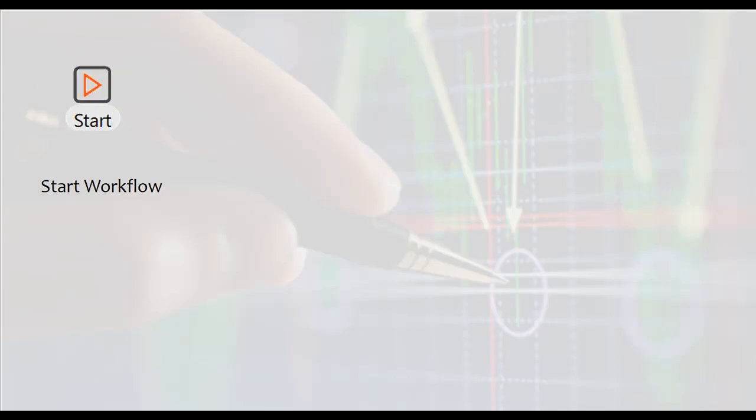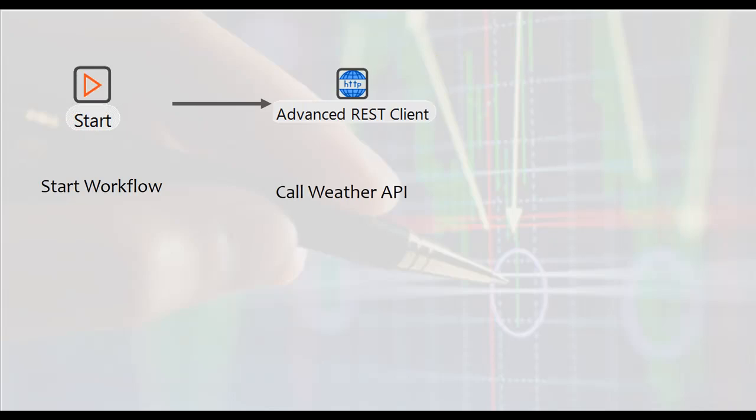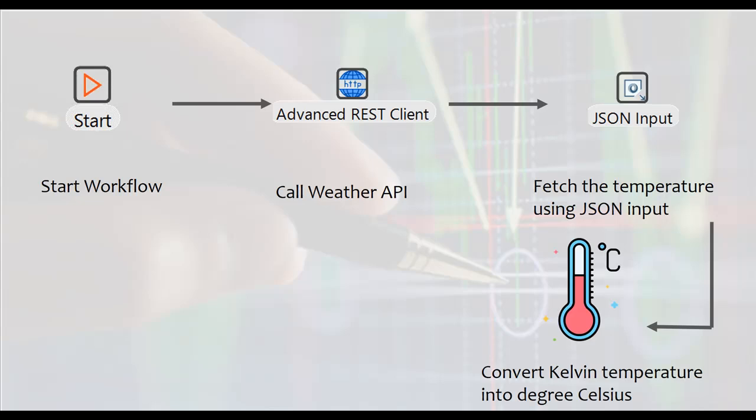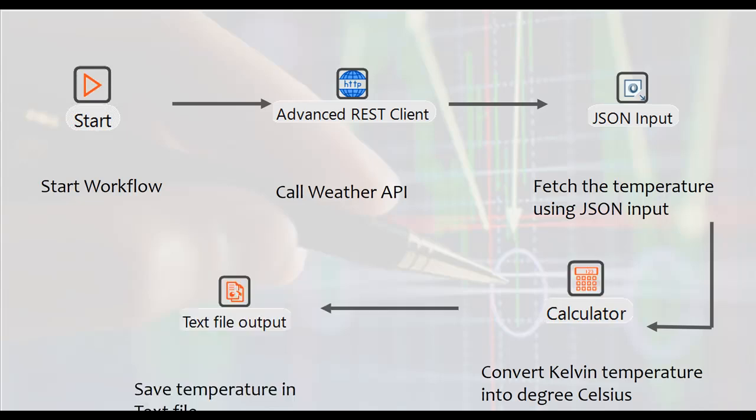Start the workflow. Use the advanced REST client step to call the API. Since the API provides information in JSON format, we will read the weather details and save them in a JSON input step. Extract only the temperature from JSON input. Convert the temperature from Kelvin to degree Celsius using the calculator step. Finally, save the Celsius temperature in a text file. Let's go to the Process Studio and design the workflow.